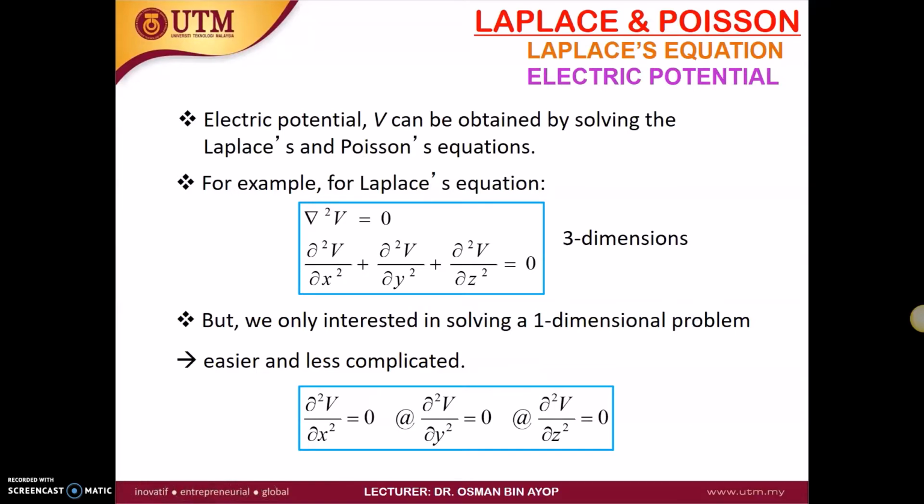Electric potential V can be obtained by solving the Laplace or Poisson equation. For example, we take the Cartesian coordinate to solve the Laplace equation. That means the Laplacian of V is equal to 0. So we have three elements, x, y, and z, equal to 0. But we are only interested in solving a one-dimensional problem. That means we have only x or y or z component in our analysis. So it will be easier and less complicated, right?